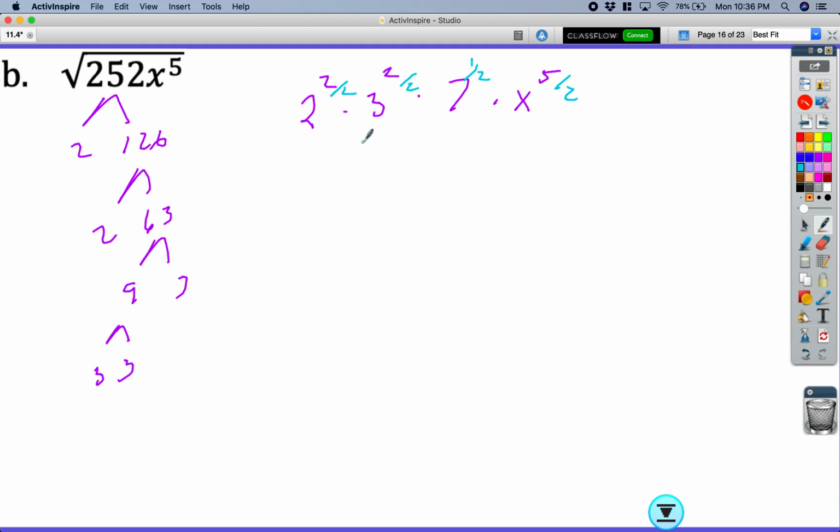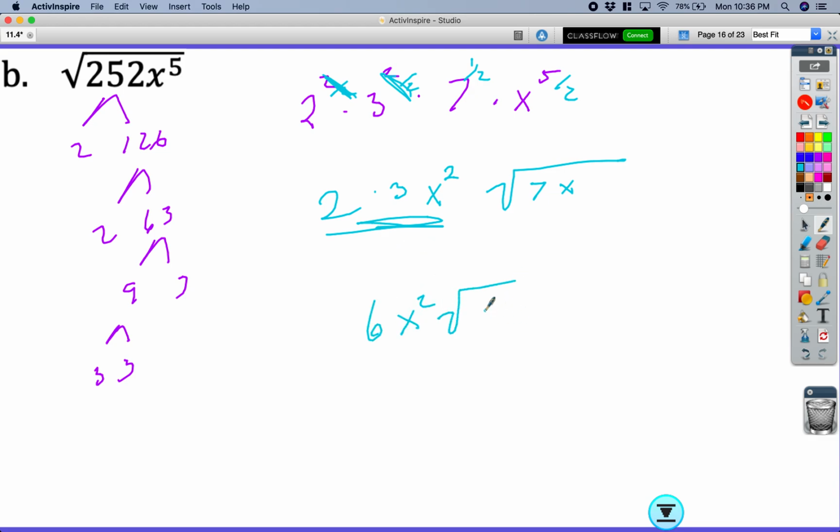And let's go and take these one at a time. This reduces to just 2. This reduces to just times 3. This has a 1/2, so there are no whole numbers, so that would stay inside the radical. This would have a whole number of x to the second power with a remainder 1 inside the square root. So we're going to multiply the outside to give me 6x squared times the square root of 7x.